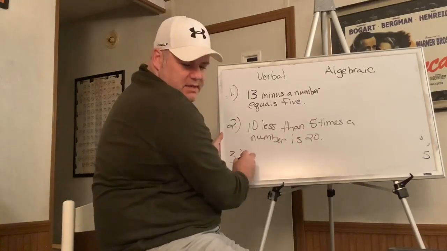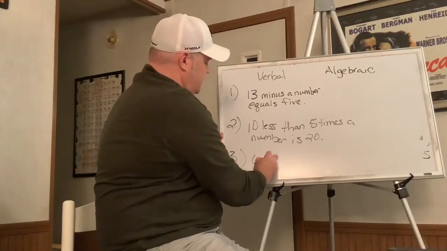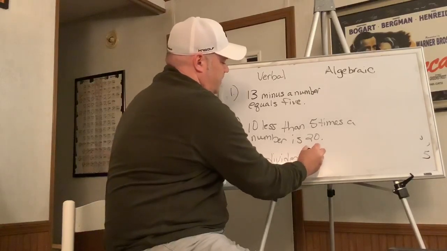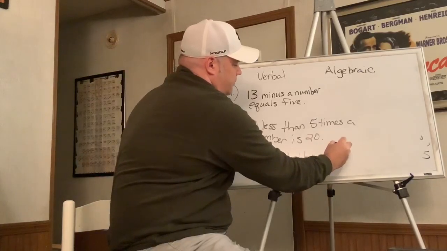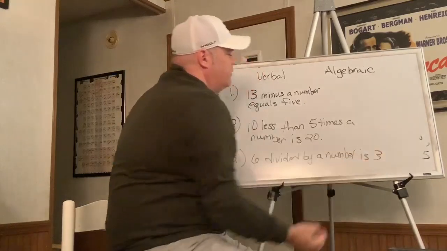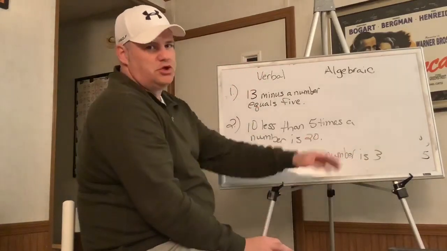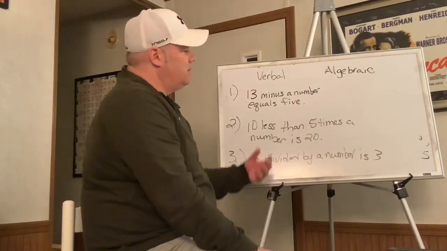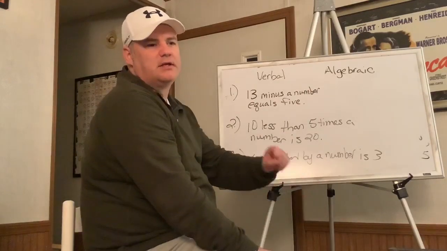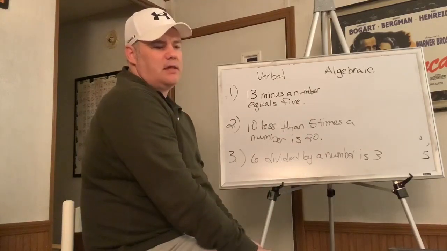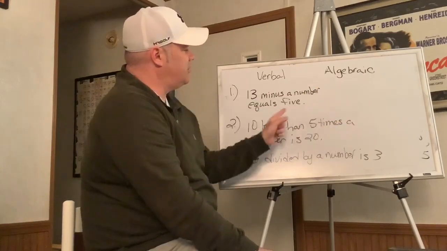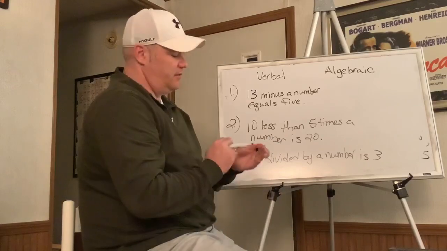And then the last one is 6 divided by a number is 3. And remember, whenever you're putting your variable, your letter, you can choose any letter you want. Okay, make them lowercase. You're going to much later learn why that is, but keep them lowercase. And then you'll put your algebraic expressions of these for your photo upload.